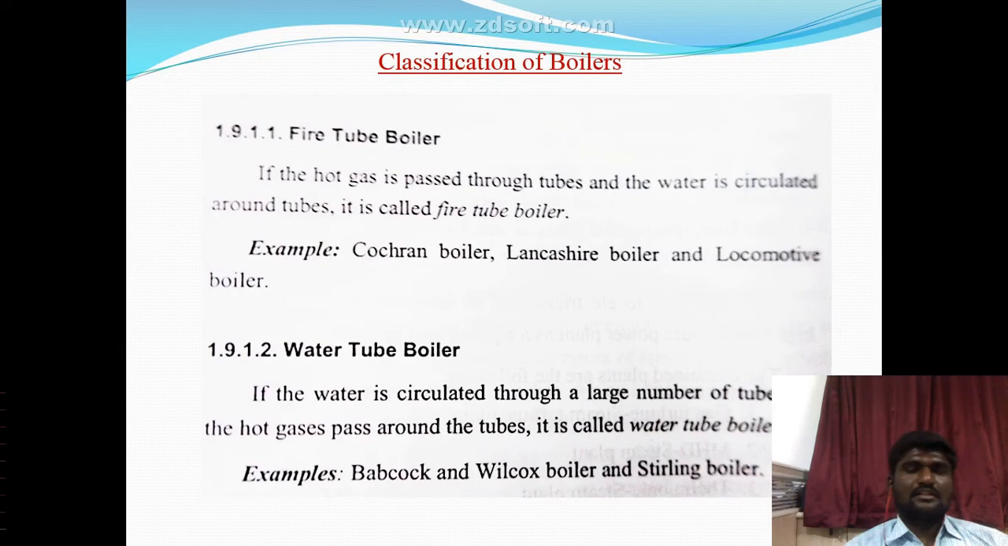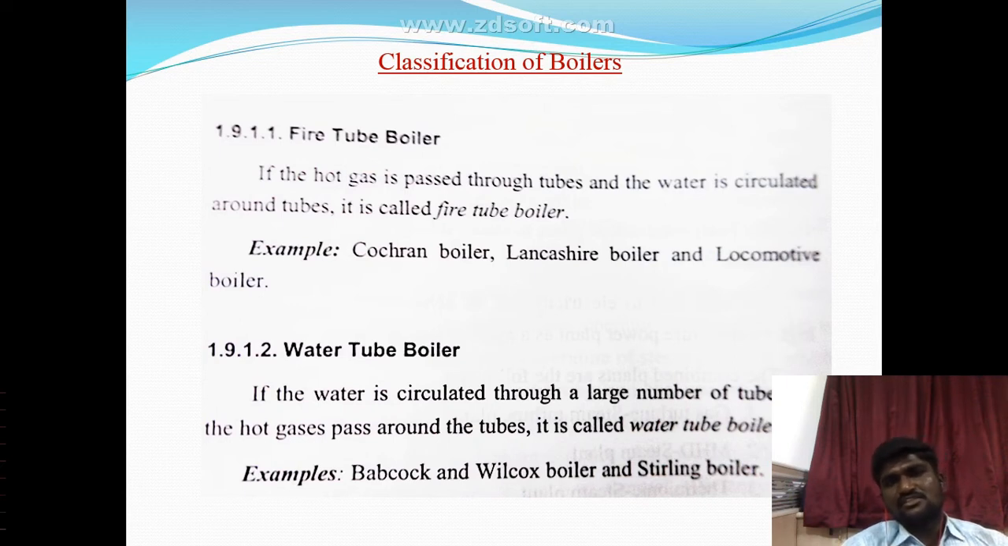So next we have to go to the boiler. What is meant by the classification of a boiler? The boiler is used to convert water into steam. Then the steam is utilized in the steam turbine. This is called a boiler, where the heat energy is converted into thermal energy. The thermal energy is converted into mechanical energy in the steam turbine, right?